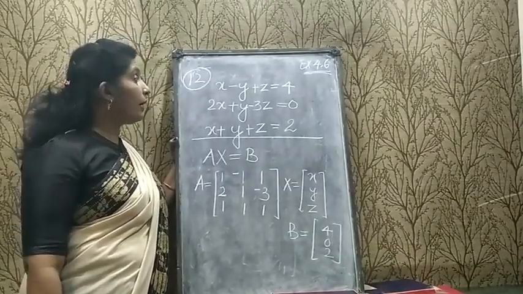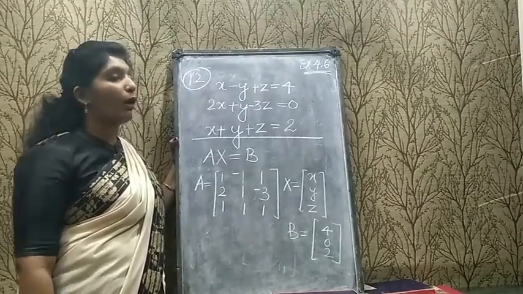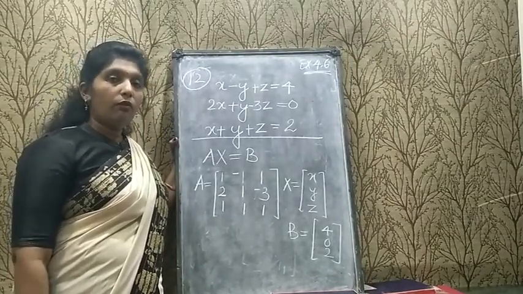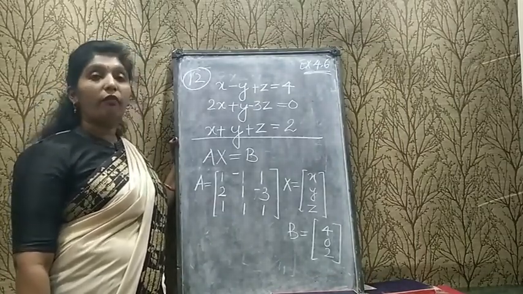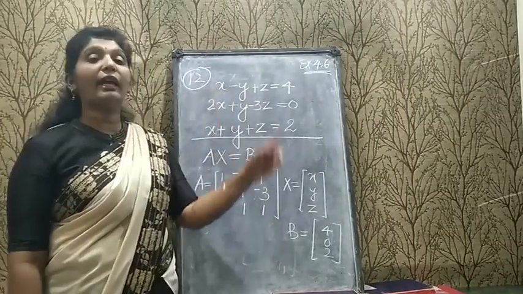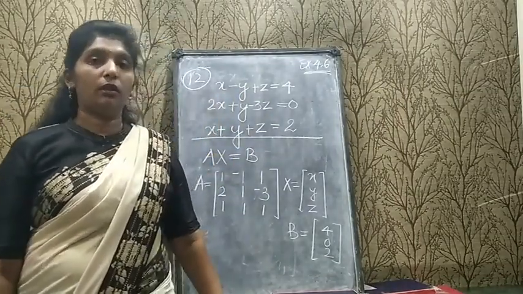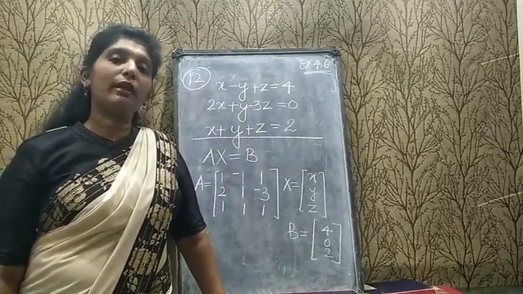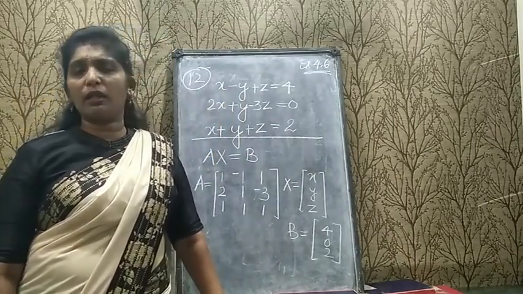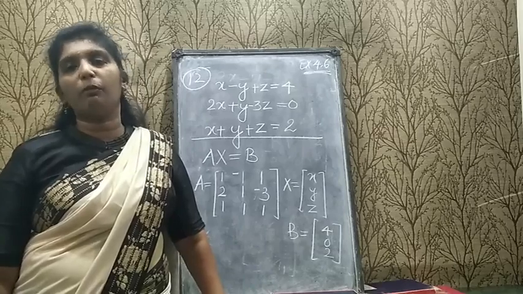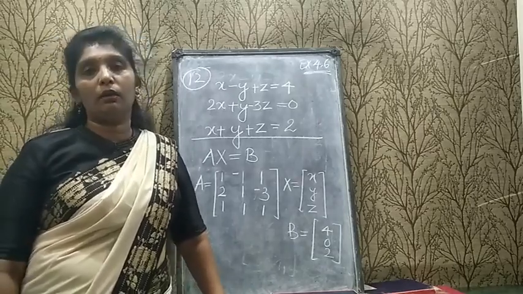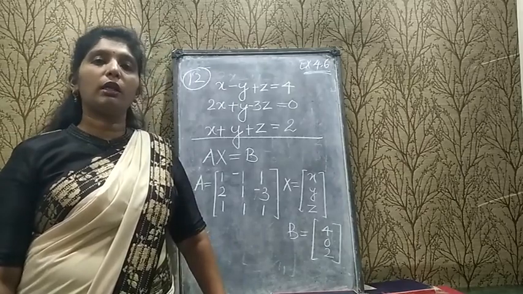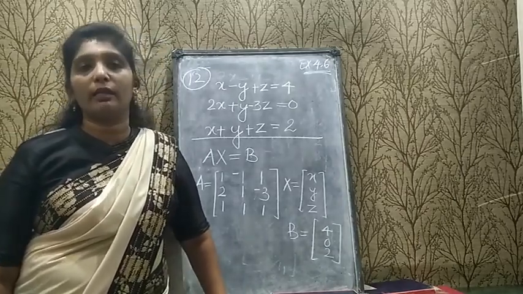Here I am going to explain the 12th question of exercise 4.6. We have to find out the value of X, Y and Z using the matrix method. So be careful. Don't solve the equation directly, okay? You will feel, why go for the matrix method when we can solve it directly, but you won't be getting any marks. You have to follow the matrix method for finding the value of X, Y and Z.